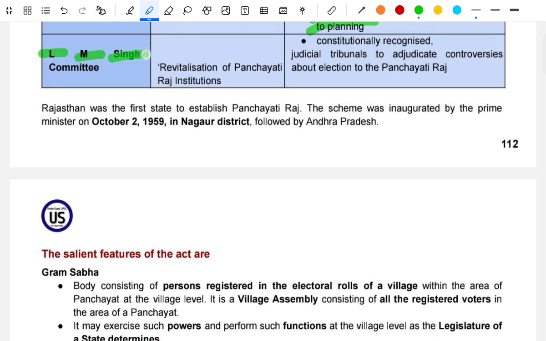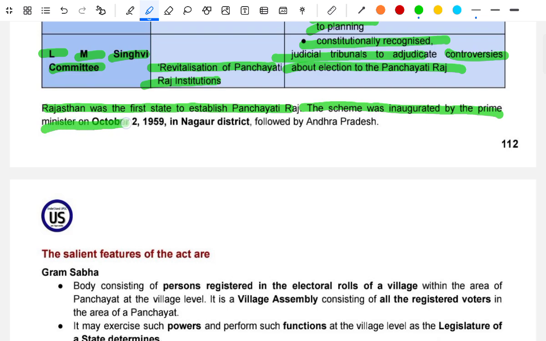The LM Singhvi Committee recommended the revitalization of the Panchayati Raj institutions, their constitutional recognition, and judicial tribunals to adjudicate controversies about elections to the Panchayati Raj. Rajasthan was the first state to establish Panchayati Raj. The scheme was inaugurated by the Prime Minister on October 2, 1959, in Nagaur district, followed by Andhra Pradesh.